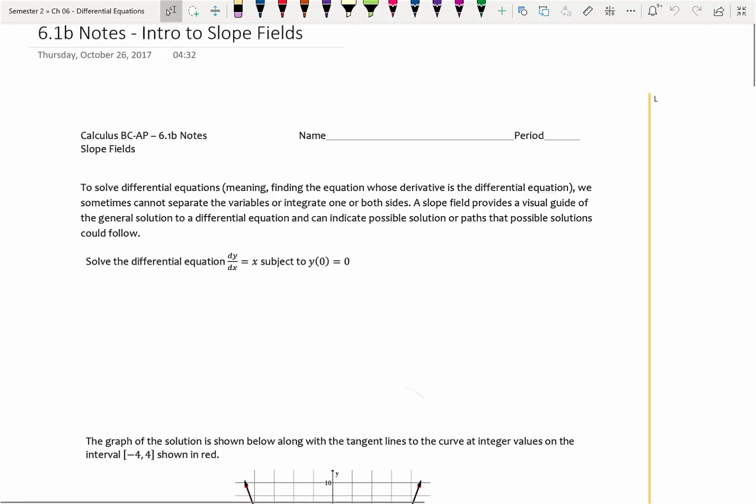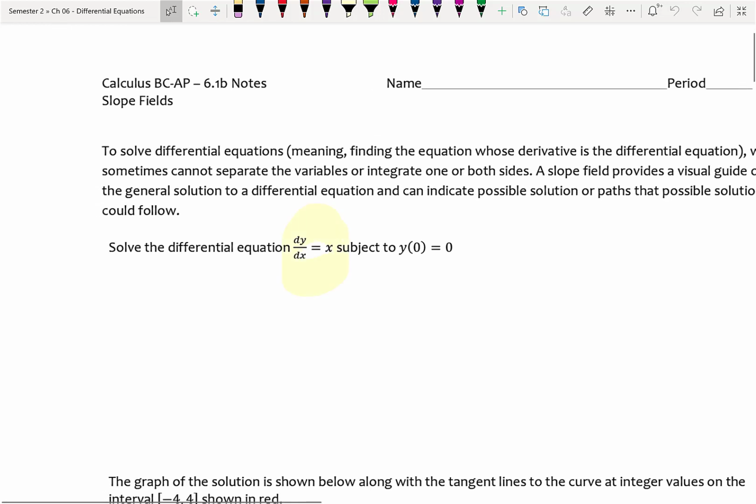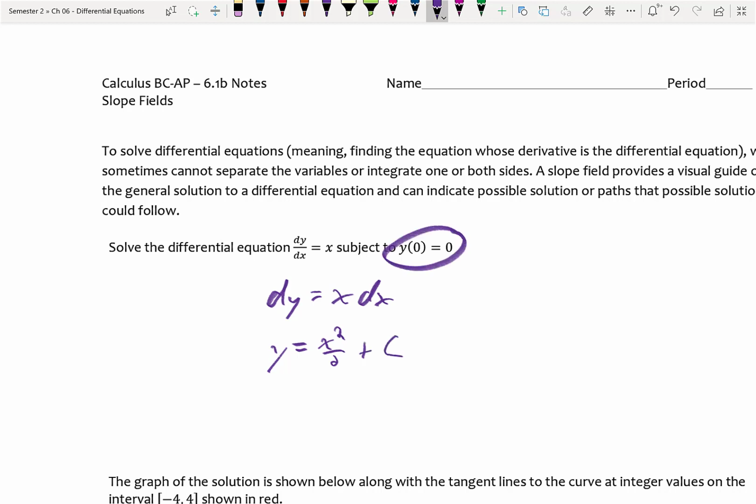If I look at a problem like this, which just says solve this differential equation, you should be able to know exactly what that means to do. Mathematically, if I split the variables to different sides, I get dy equals x dx. When I integrate both sides, I get the integral of dy, which is the integral of x, which is x squared over 2, plus a constant. I know that my initial condition is 0, which basically means that c is going to be equal to 0. So I plug that in, get c is 0, and I know that this is the actual one.